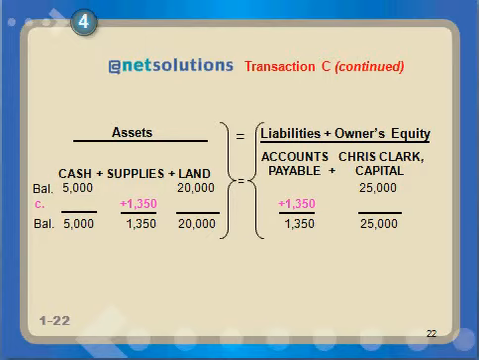We still got Chris Clark capital, $25,000. Add those two together, we get $26,350, and that equals what we had on the left side of our equation, $26,350. Everything's in balance, so we're ready to take a look at our next transaction.